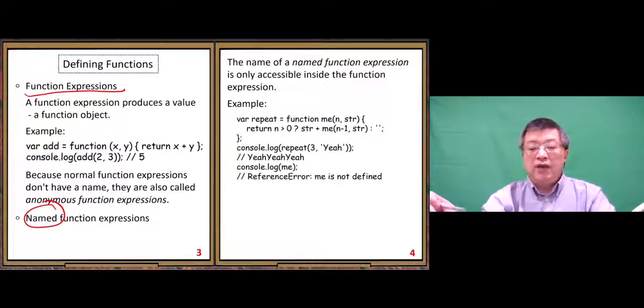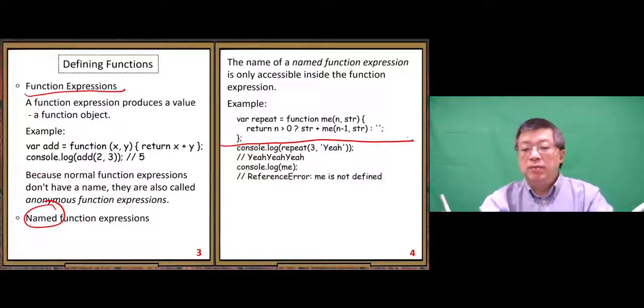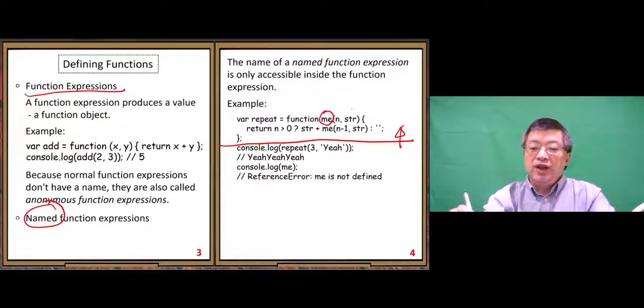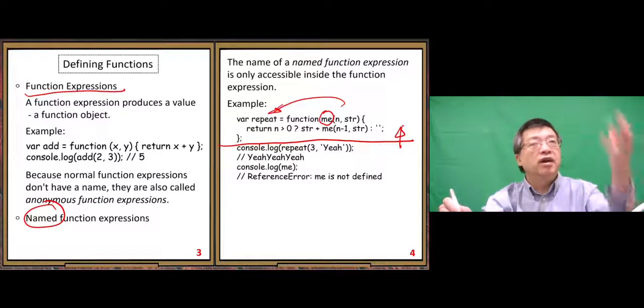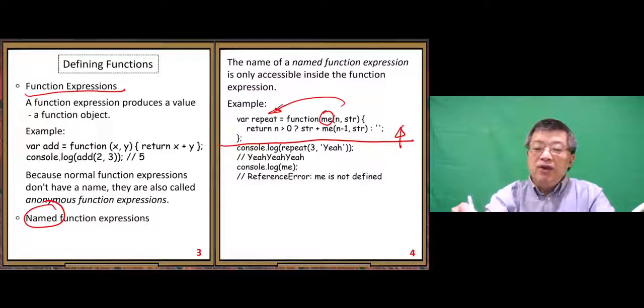So let me use a simple example to explain this rule. First, we have a named function expression, above this line. It's named because there is a name, right? Me, M-E. There is a name for this function expression. After we define this function, we also assign it to a variable called repeat. But this me can only be accessed inside the function expression, inside the curly braces. You can call it recursively.